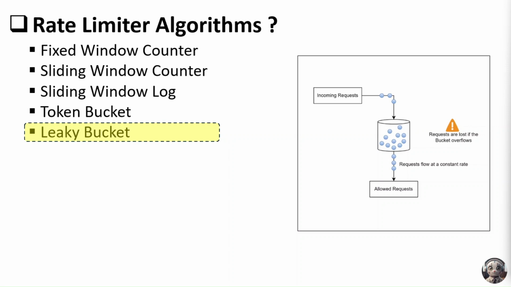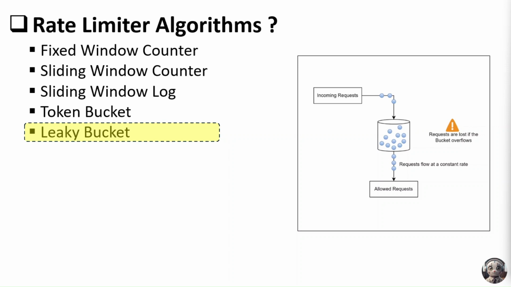We have to remember some key points. The bucket has a fixed capacity, which represents the maximum number of requests the system can hold at one time. The hole at the bottom allows requests to be processed at a fixed, steady rate, regardless of how quickly they arrive. If requests come in faster than they can be processed and the bucket overflows, the excess requests are discarded or rejected. Let's say you're managing a web server that can handle 5 requests per second.